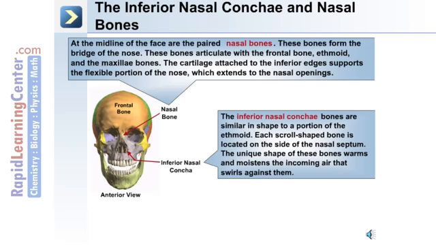The inferior nasal conchae bones are similar in shape to a portion of the ethmoid. Each scroll-shaped bone is located on the side of the nasal septum, and the unique shape of these bones warms and moistens the incoming air that swirls against them.